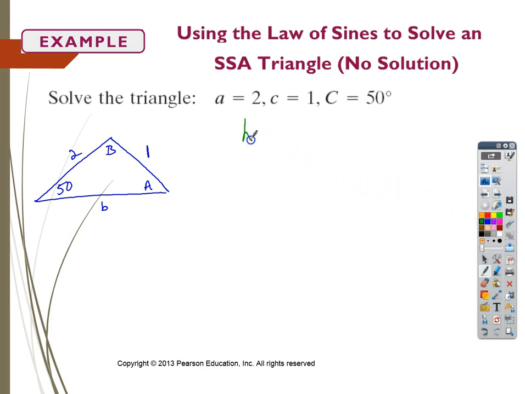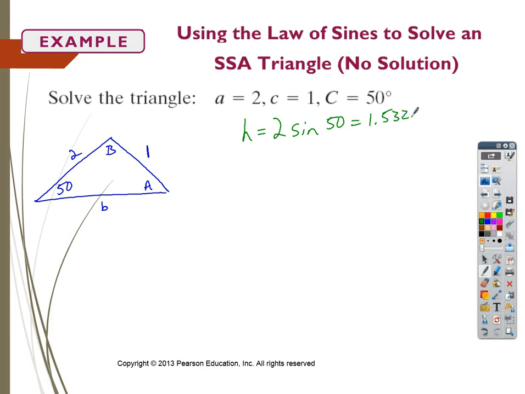So let's first go find my height. My height is equal to the side not across from my given angle, so that means 2, times sine of 50. I go get my magic calculator, and my magic calculator tells me that the answer is 1.532.